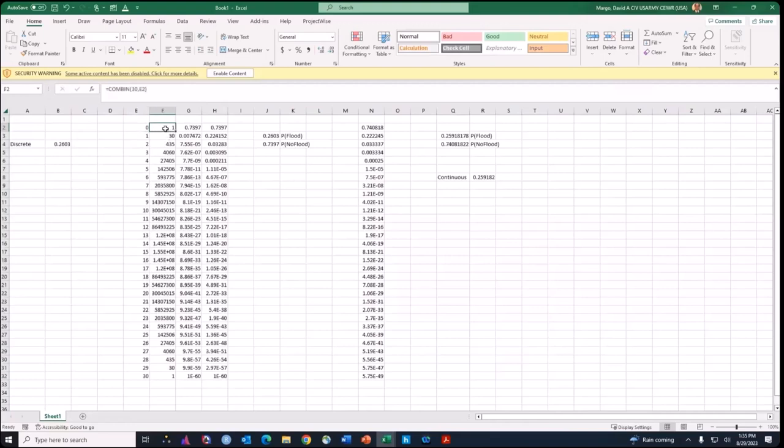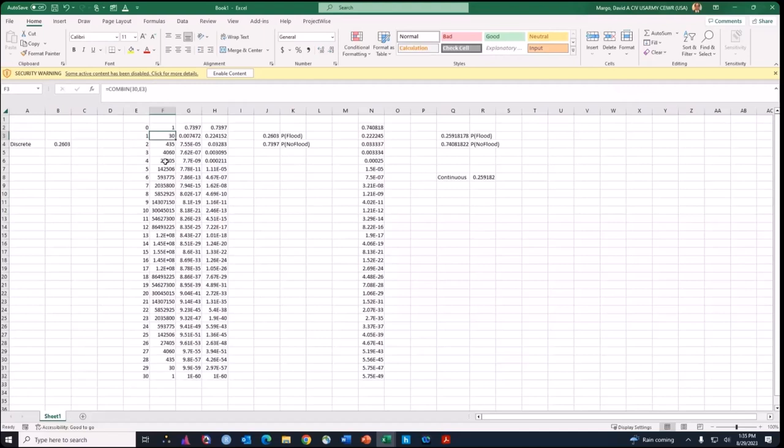The second column is the binomial coefficient that we talked about yesterday. This is all the different combinations in which you could have that number of floods over a 30-year period. You can see that there's only one way you can have zero floods: every year has zero floods.